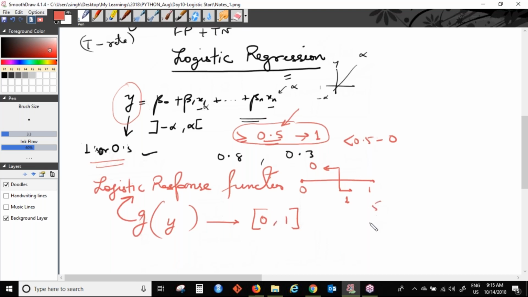So a value of 5 or minus 10 will not make sense here. It may make sense in linear regression, but in logistic regression it will not. What is 5? Is it 1 or is it 0? We don't know. What is minus 10? Is it 1 or is it 0? We cannot say. So we need the output to be between 0 and 1 as a probability. Only then will we be able to convert it to zeros and ones. So we achieve that by applying the logistic response function.